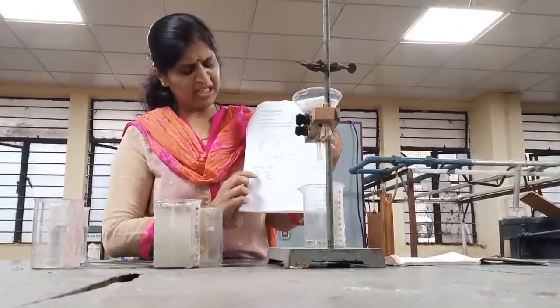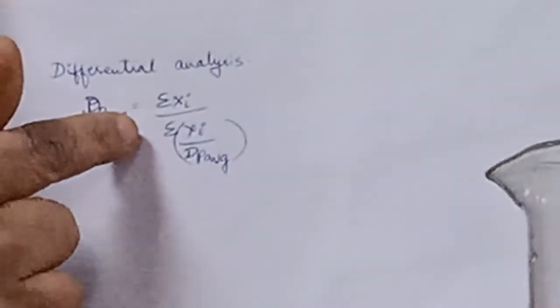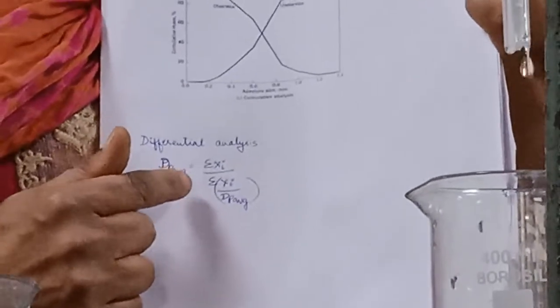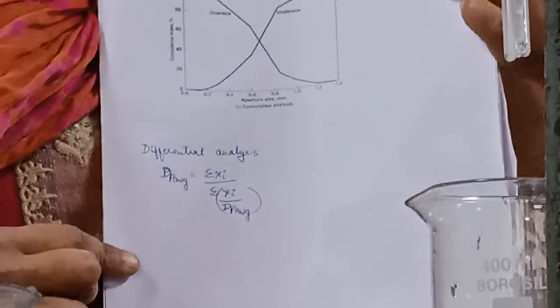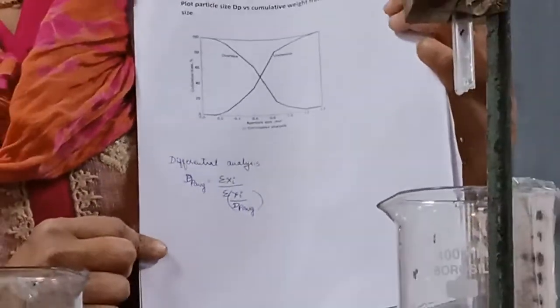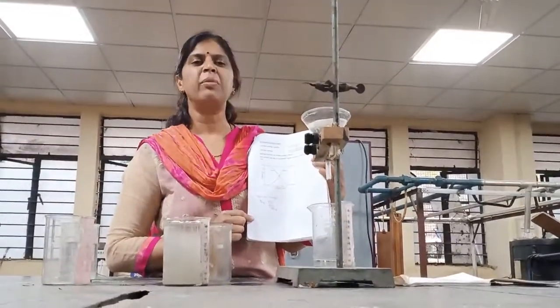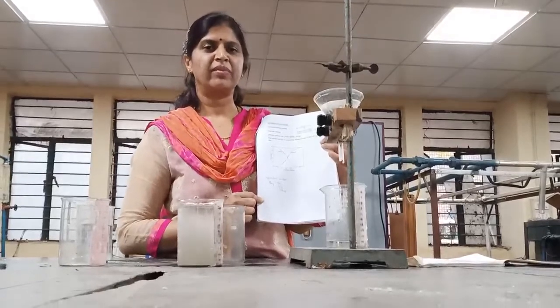The differential analysis is calculated by sigma Xi divided by sigma Xi divided by dP average. So by cumulative analysis and differential analysis, you will get the average particle size of the given sample. So this is how you carry out the Beeger decantation experiment. I think you have understood by this explanation in the session. Thank you.